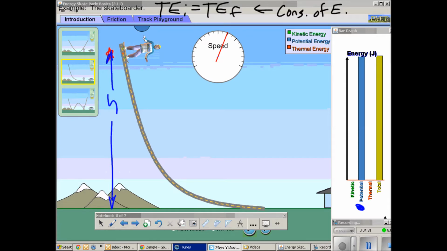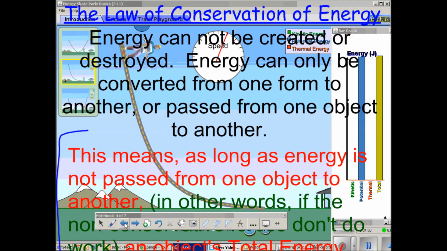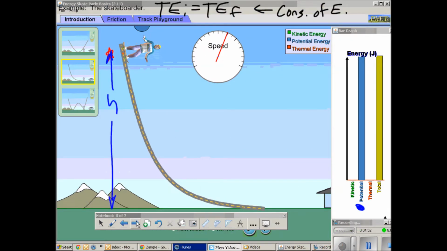Now, the only two forces on him are gravity, which is a conservative force, and the ramp, which is the only non-conservative force. The ramp is what's supporting him, and so that's a normal force. Remember, in this class, for all intents and purposes, the normal force is always perpendicular to the motion, and so it doesn't do work. It's probably easier to see if I hit go.